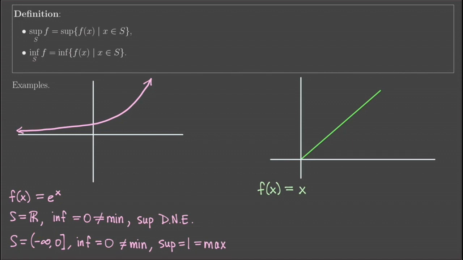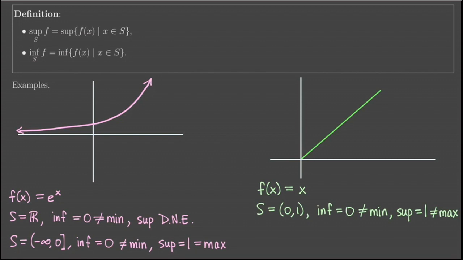On the right, this is the function f of x equals x. This function grows without bound to the right and the left. So if you considered S to be the entire number line, this function would have neither a supremum nor an infimum. But that's not really what I'm interested in. I'm interested in intervals here.